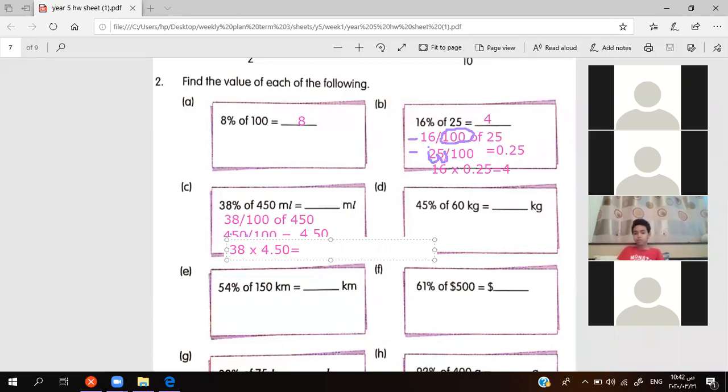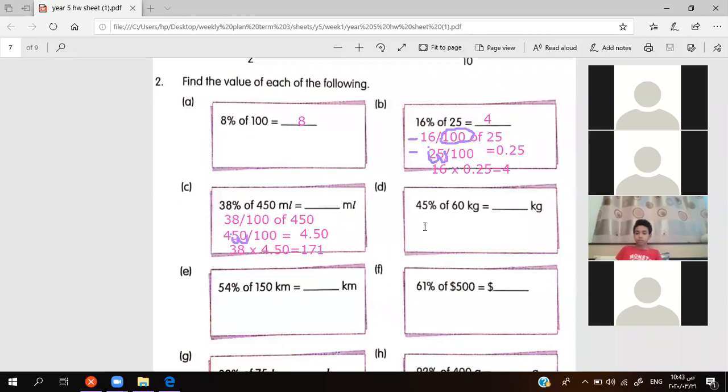Okay. You should already know how to multiply a percentage times a number. So you make it 450 times 38. And after you get the number, you're going to put your decimal back, which is going to be 171.